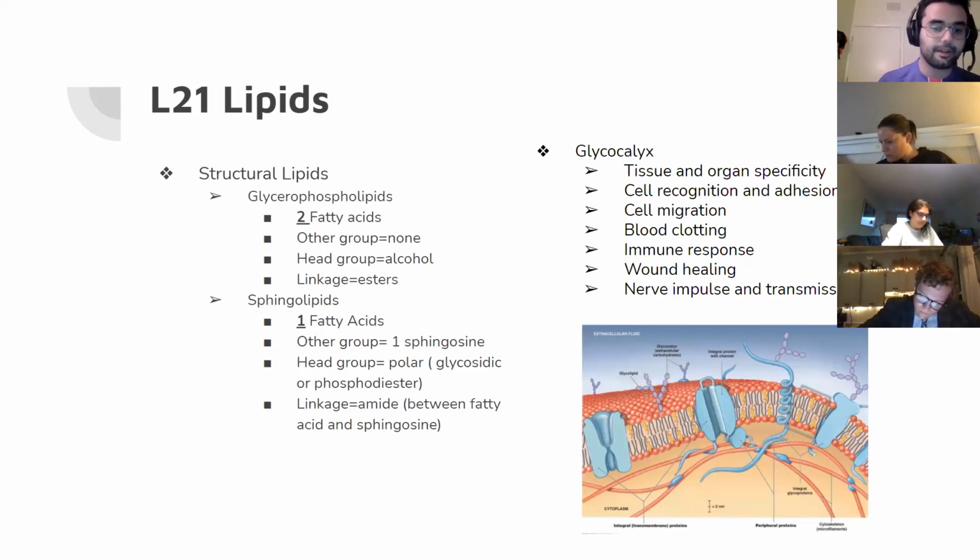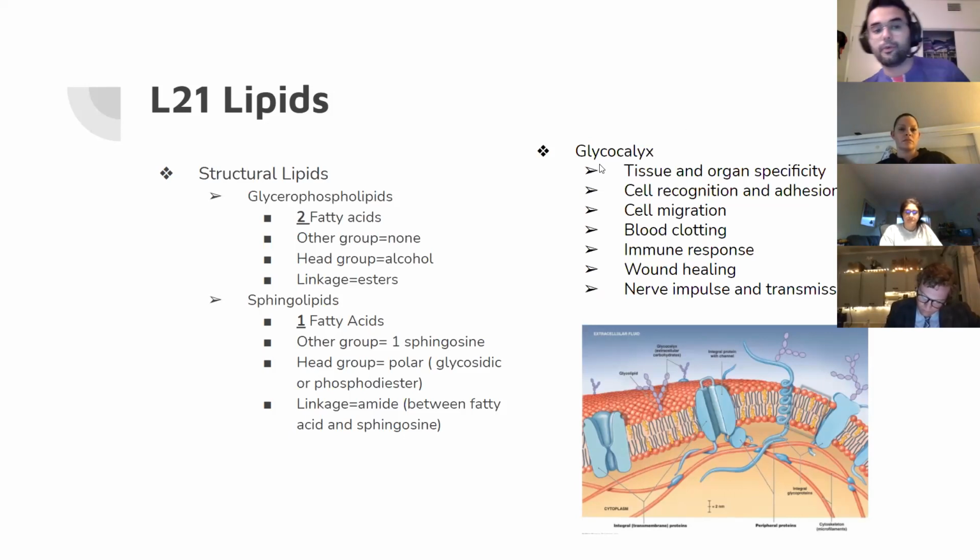A sphingolipid has one fatty acid. It has one sphingosine group, and its head group is polar. It can be either glycosidic or phosphodiester, and it has an amide linkage. The big important properties to know here are the difference in fatty acids between both and their linkages. Again, glycerophospholipids have an ester linkage, while sphingolipids have an amide linkage. Okay.